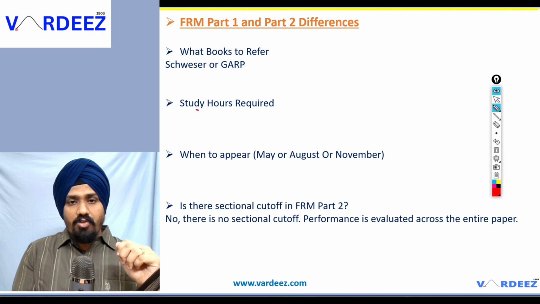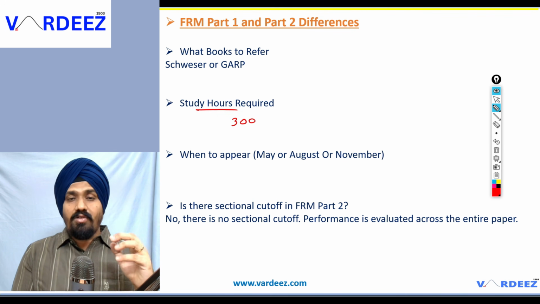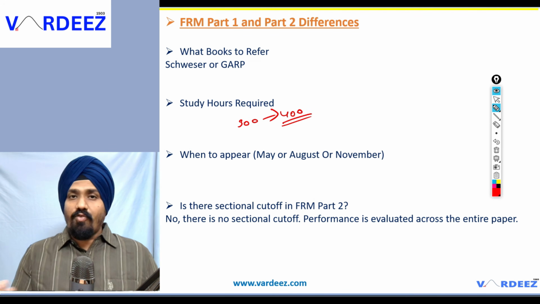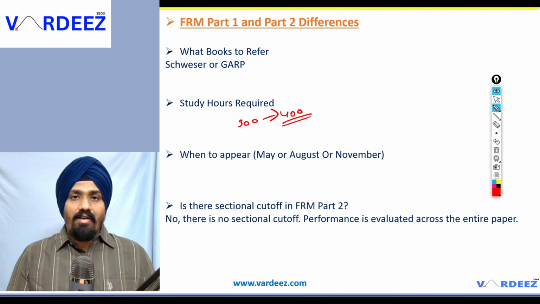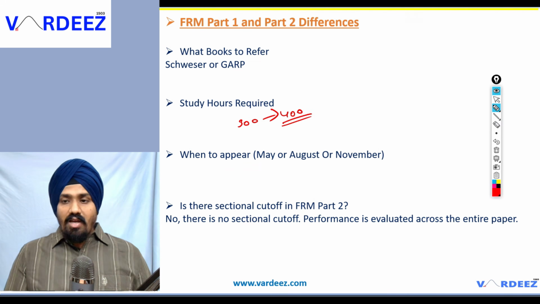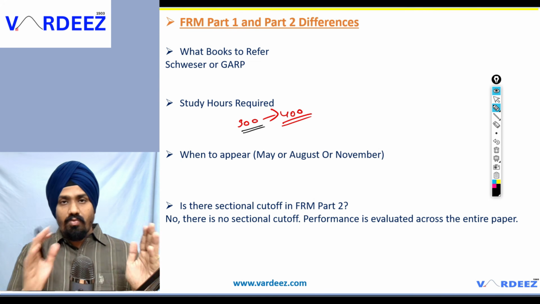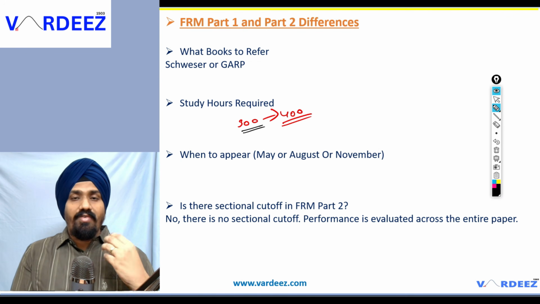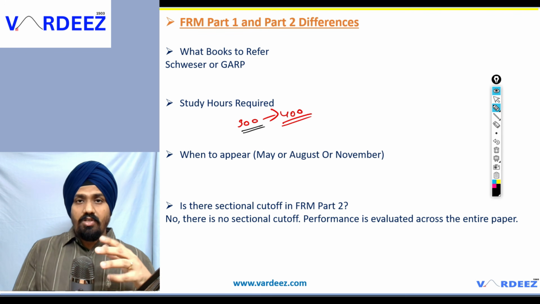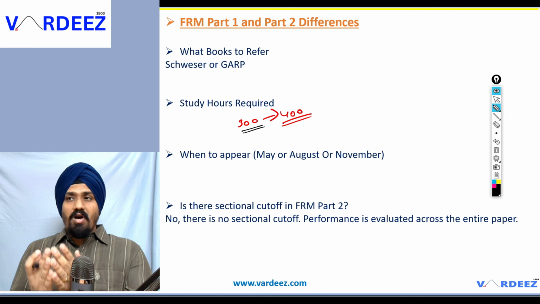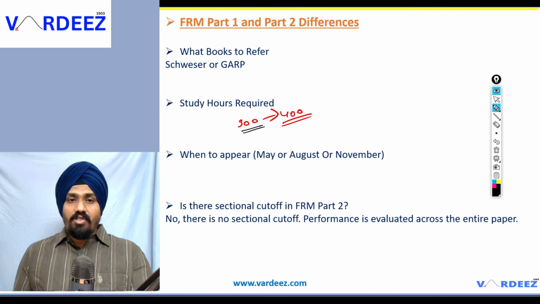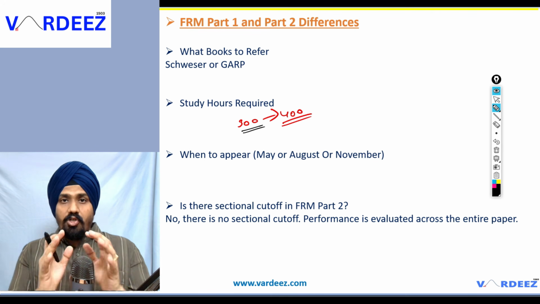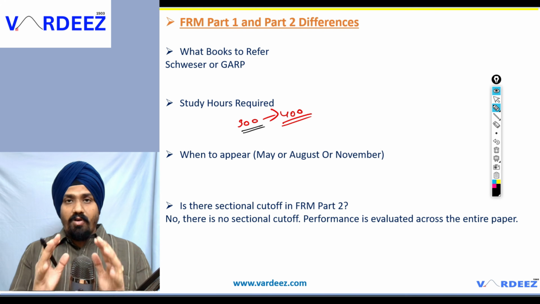What is the number of study hours required? Ideally, the recommended time as per GARP is 300 hours. But some may require more, let's say 400 or 450 hours, depending on their learning style. You can divide it as per your schedule. Some may require even less, maybe 200 or 250 hours. Someone who's already working in the market or had exposure to market risk or credit risk may grasp the material very well and very quickly, so they may require less time.